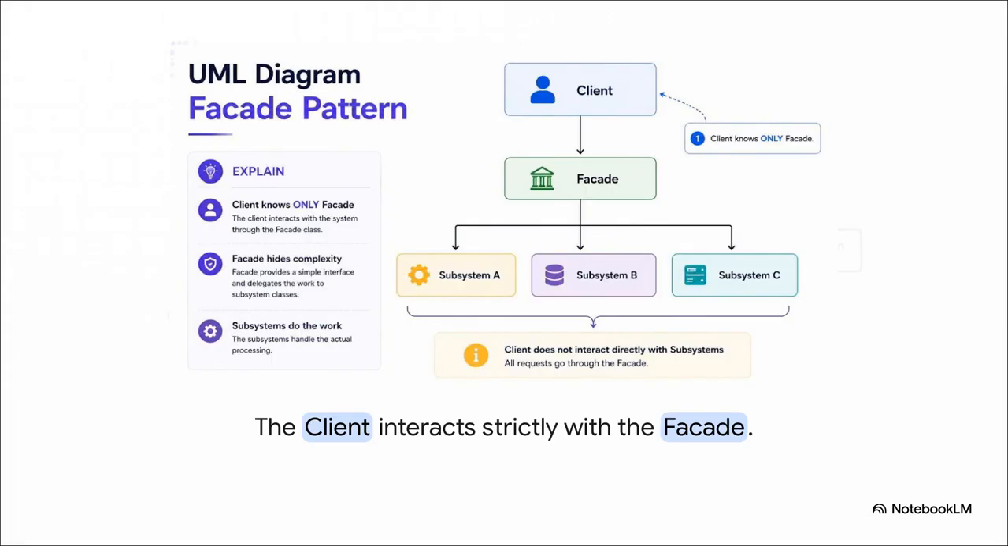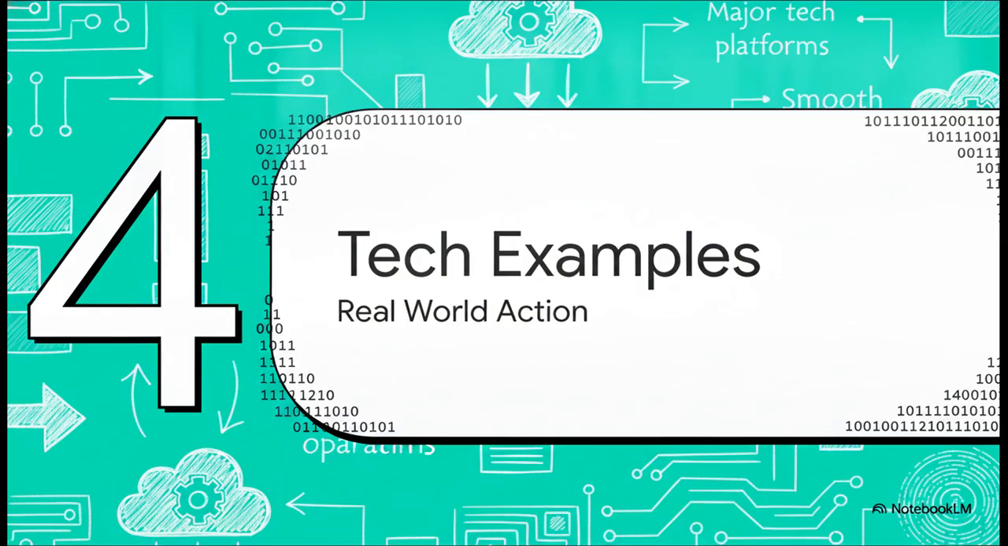When you look at the UML architecture for this, it makes perfect sense. The client sits at the top and interacts strictly with the facade class in the middle. The client knows absolutely nothing else, just the facade. Meanwhile, it's the facade that actually delegates the work down to subsystem A, B, and C. Those subsystems are down there doing all the heavy lifting and data processing, but the client never touches them directly. Every single request routes cleanly through that one facade layer. Number 4. Tech examples in action.